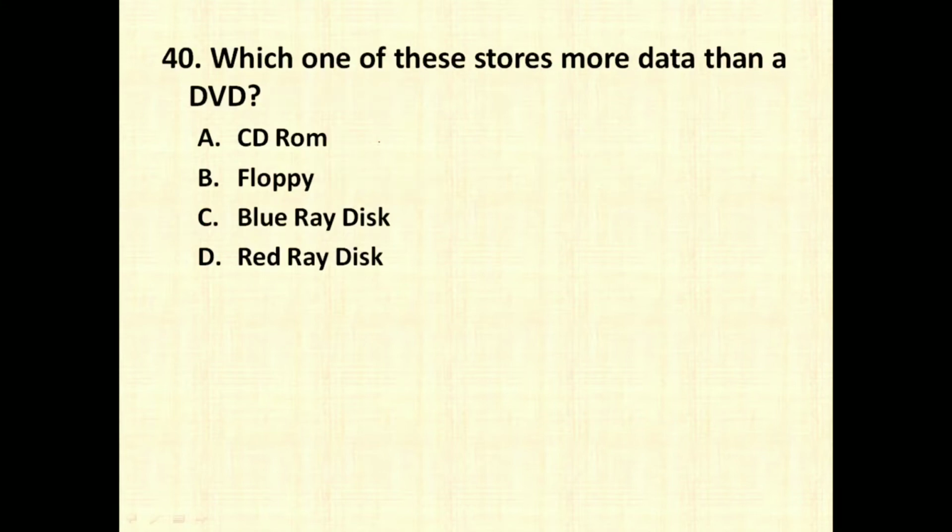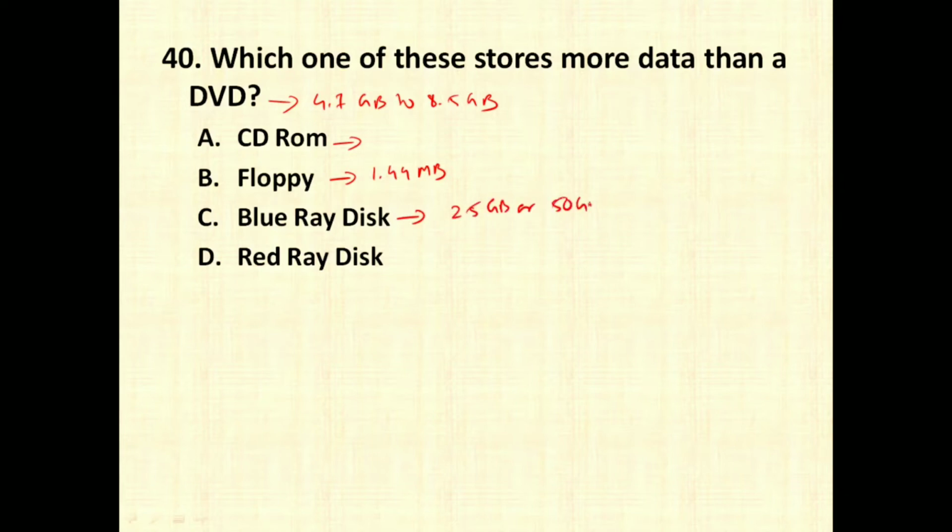Which one of these stores more data than DVD? DVD stores data around 4.7 GB to 8.5 GB. CD-ROM is compact disk read-only memory. Floppy disk stores data up to 1.44 MB. Blu-ray disk stores data of either 25 GB or now presently 50 GB. So the device which is storing more data than DVD is Blu-ray disc. Option number C.